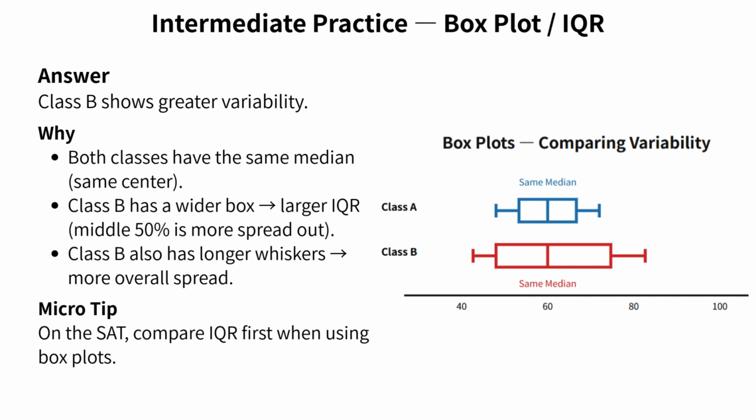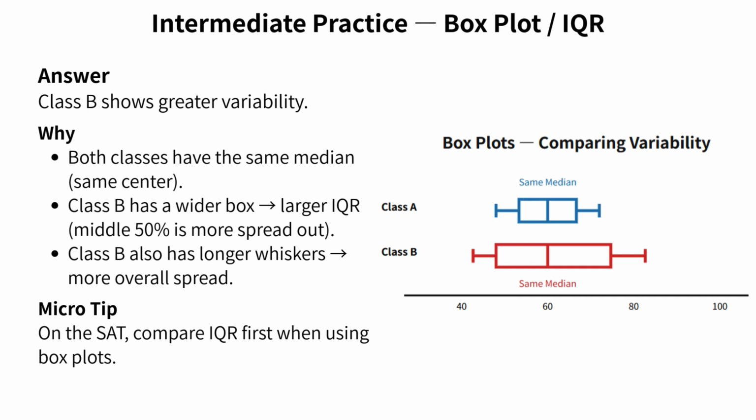Next, look at the whiskers. Class B also has longer whiskers than Class A. This shows that the overall range of the data is larger as well, with scores extending farther away from the center. Even though both classes share the same median, the data in Class B is more dispersed around that center. So the correct answer is Class B, because it shows greater variability.